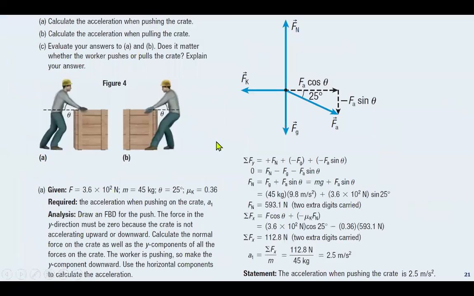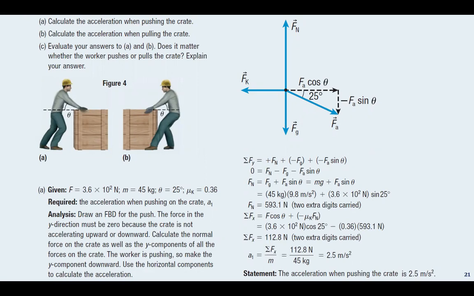Right, let's have a look at the solution together. Okay, first question A. We're given the following information. The magnitude of F equals 3.6 times 10 to the power of 2 newtons, and the mass of the crate is 45 kilograms. Theta equals 25 degrees and mu k equals 0.36, right? So we need to find the acceleration when pushing on the crate, a1. So we can draw an FBD for the push.